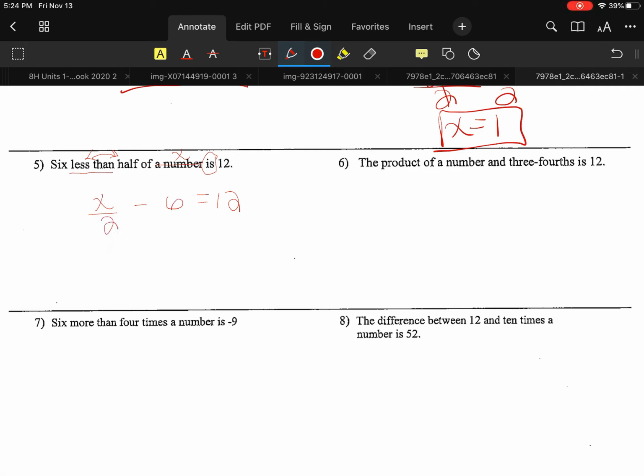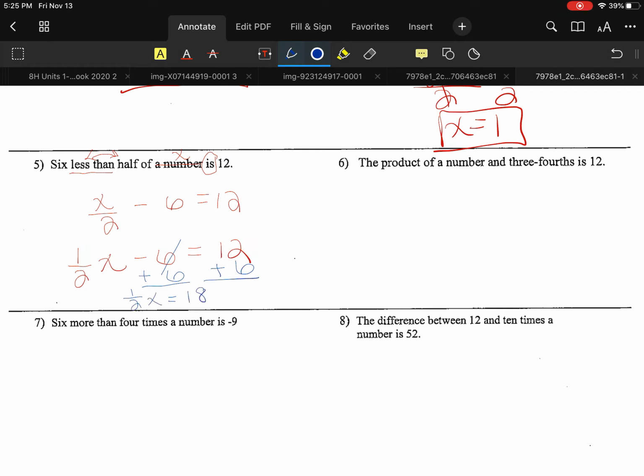So you could do x over 2 and then 6 less than that. Or half, being multiplication, so half times x minus 6 equals 12. So you could write the equation either way. I'm going to use a different color. No matter which equation I solve, I'm going to have to start by adding 6 to both sides.